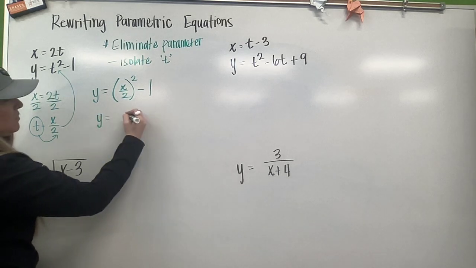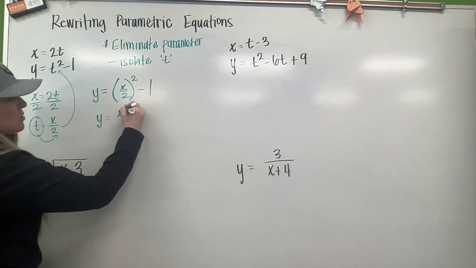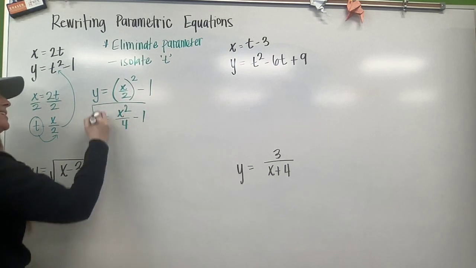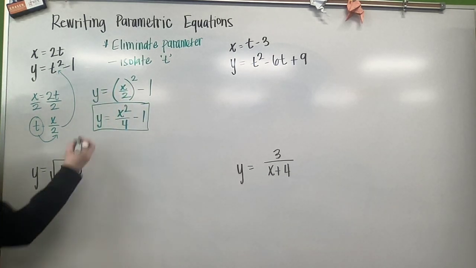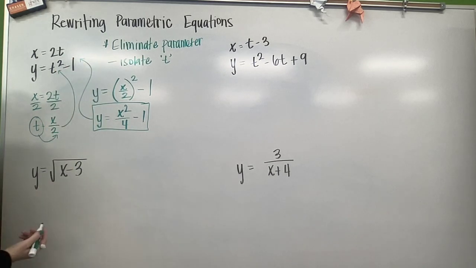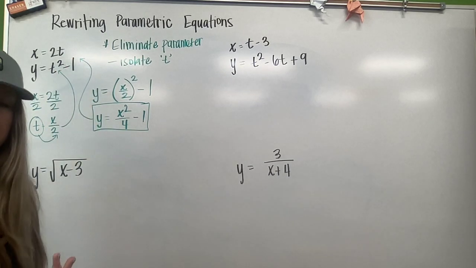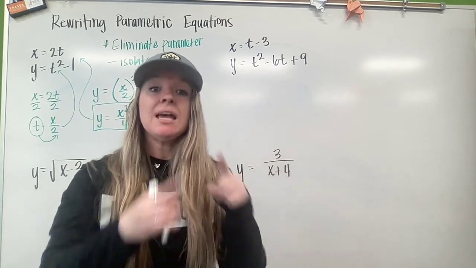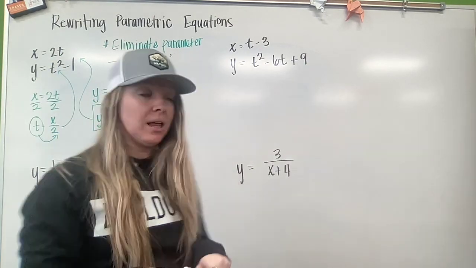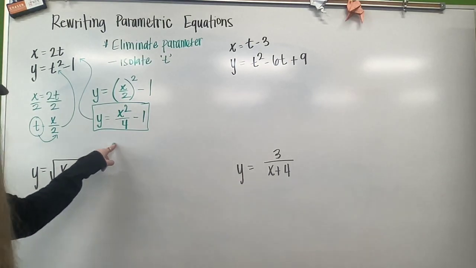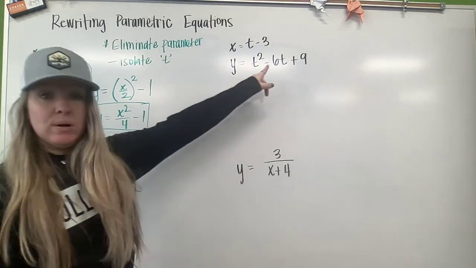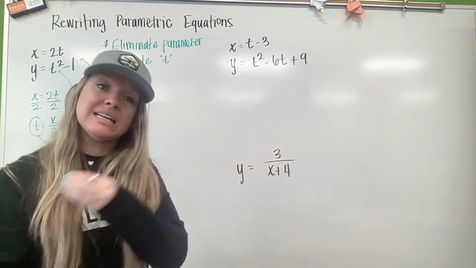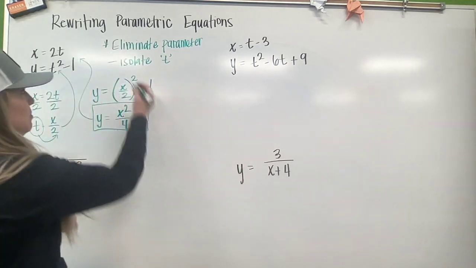And that's going to end up giving me x squared over 4, because 2 squared is 4. This is the same function as this. We just don't have that parameter. And if you remember from our previous video, this is the one that we actually graphed, and it ended up giving us this parabola, which is an x squared. So, same idea here. Eliminate the parameter by isolating t and then substituting it back in.